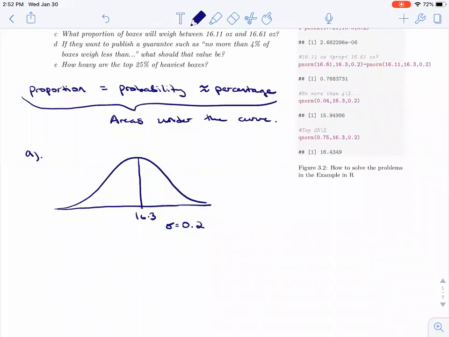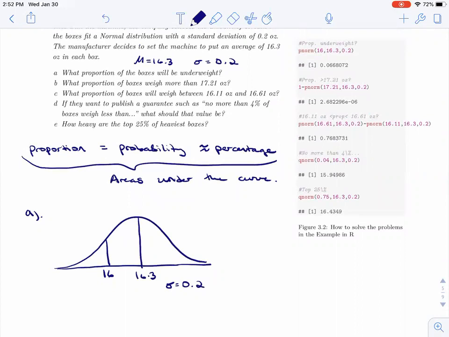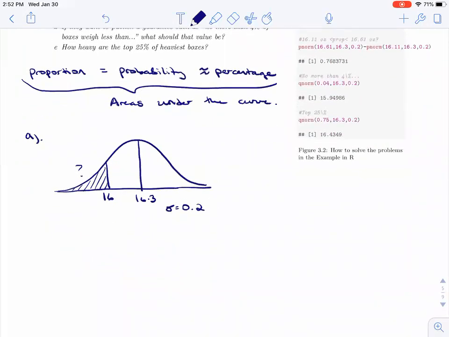16 is less than 16.3, so I'll just plunk it down here. And we want to know what proportion of the boxes will be underweight, so less than 16. And so the area that we're interested in is this area here. So I'll just put a little question mark there.